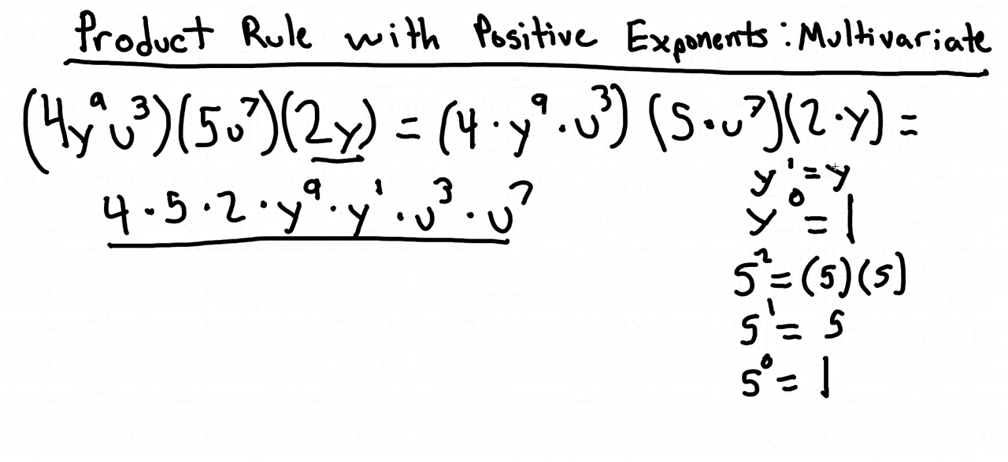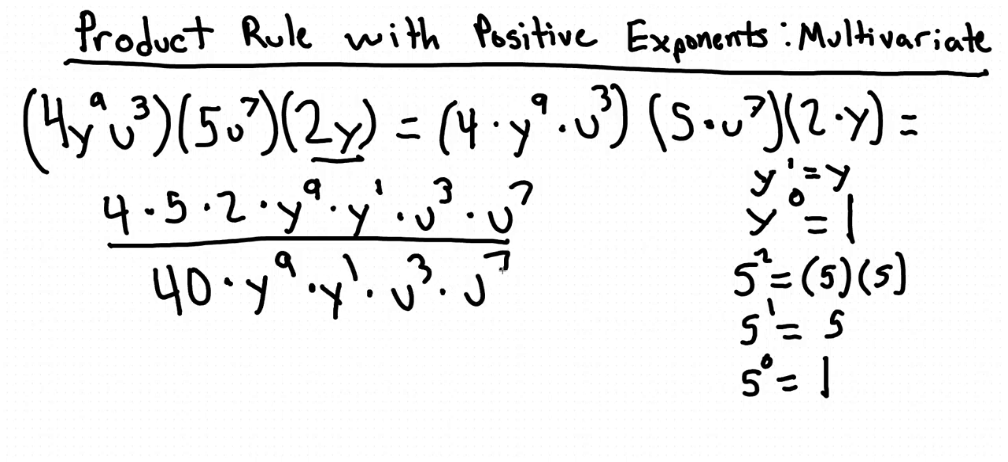So going back to the problem, we can now simplify this expression: 4 times 5 times 2, with 4 times 5 equaling 20, and 20 times 2 equaling 40. So you have 40 times y to the ninth times y to the first times u to the third times u to the seventh. And lastly, when multiplying two terms with the exact same base, as the y's and the u's, we know that we want to keep the same base and add the exponents together.